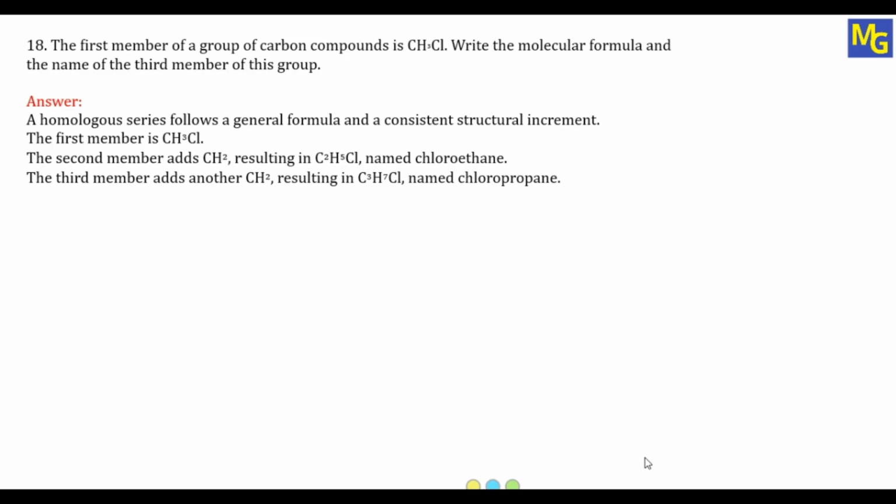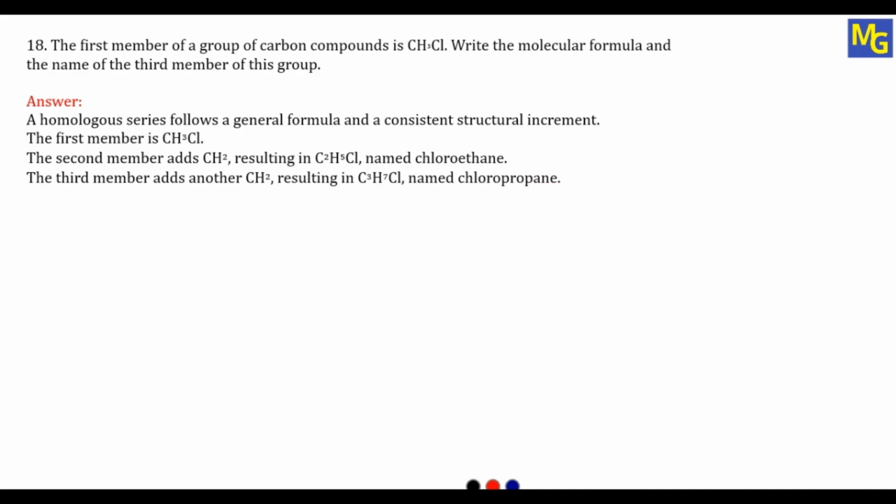Now the next is the third member, because in the question they have asked for the third member. So now the third member adds another CH2 group. This CH2 group we are going to add into the second member. If you see the second homologous series compound, it is C2H5Cl. When we add one more CH2, it becomes C3 and H7. Cl will not change. So C3H7Cl, and the name of this will be chloropropane. So I will explain it clearly.